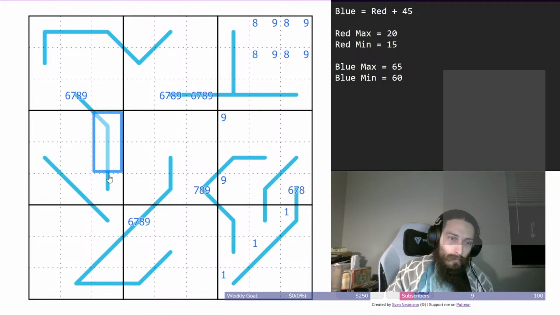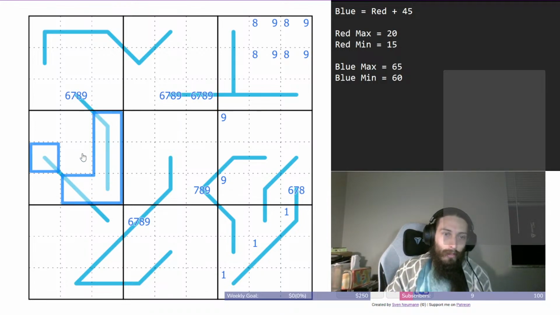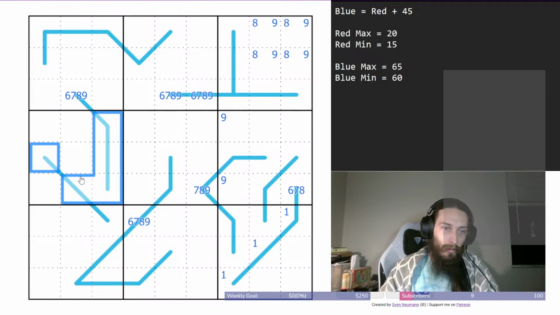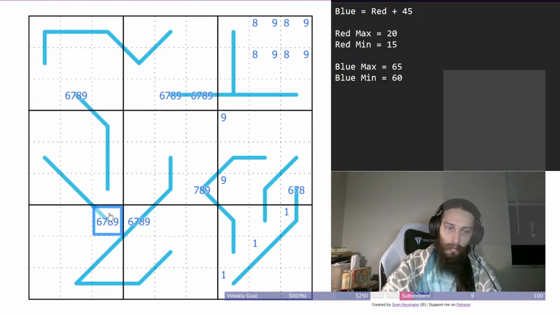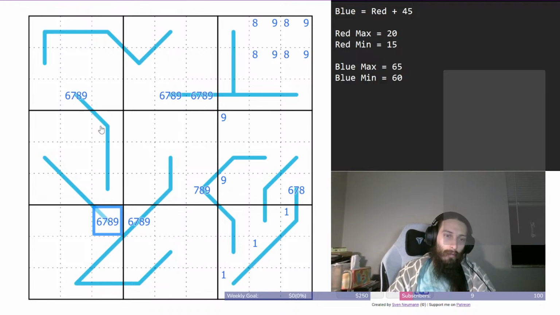Oh, this is a similar thing going on, where these have to be at minimum 15. So we get a 6, 7, 8, 9 here. Now, these can be 18, because these could be the same. They could both be 9. Right.